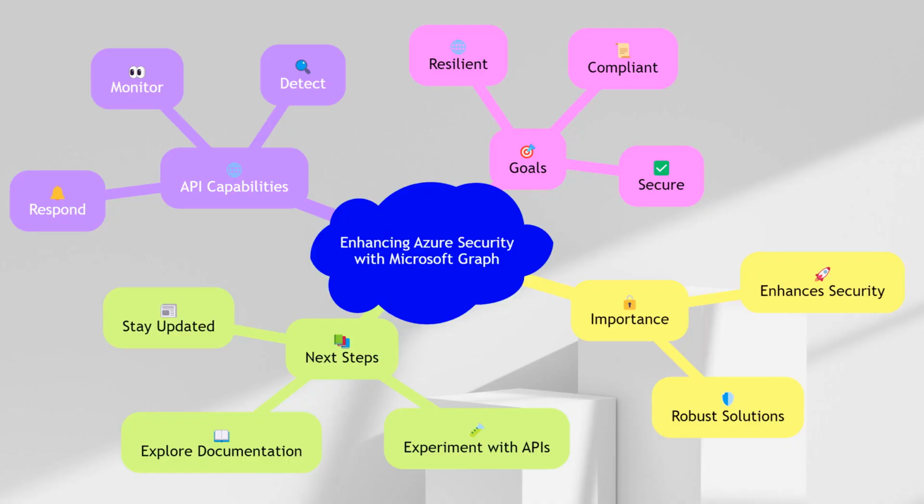In conclusion, implementing solutions that interact with Microsoft Graph is essential for enhancing Azure security. By leveraging its comprehensive API capabilities, developers can build robust security solutions that monitor, detect, and respond to threats effectively. The next steps involve exploring Microsoft Graph documentation, experimenting with API integrations, and staying updated with the latest security trends. By doing so, developers can ensure that their Azure environments are secure, compliant, and resilient against potential threats.